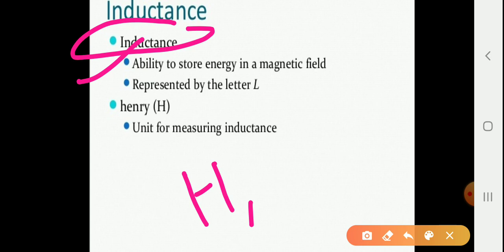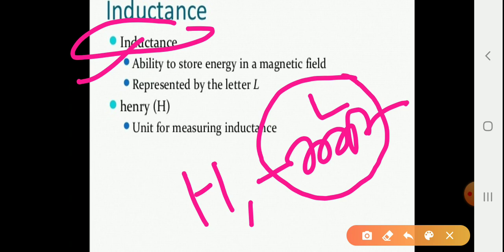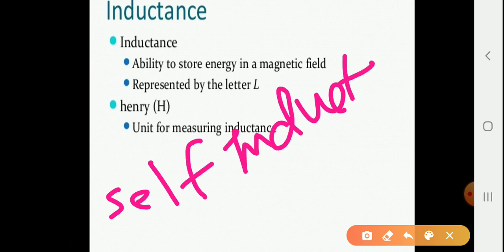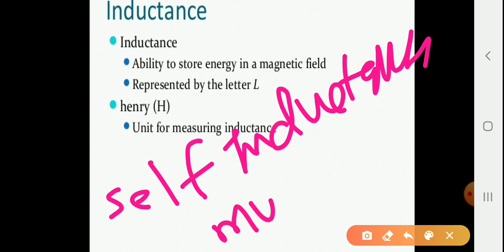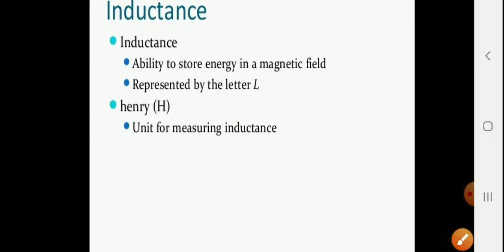Inductance is represented by the symbol L. The unit of inductance is the Henry. Basically, inductance is of two types: first self inductance and second mutual inductance.